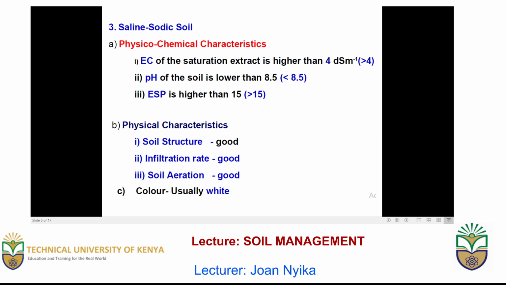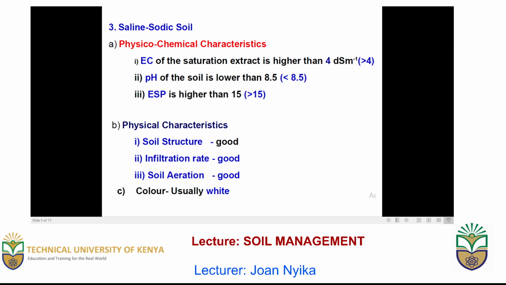Then let us look at the saline sodic soils. Their physicochemical characteristics is that their exchangeable cation is usually higher than 4. Their pH is lower than 8.5, and their exchangeable sodium is higher than 15. Their physical characteristics, just as the saline soils, is that their soil structure, their infiltration rate, and their aeration rate is good.